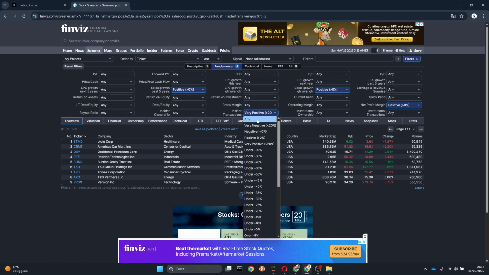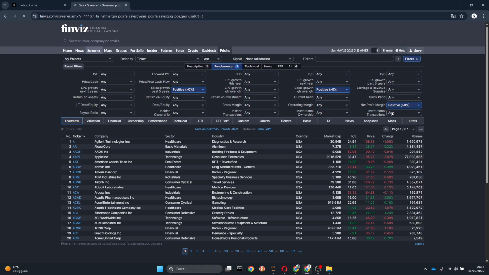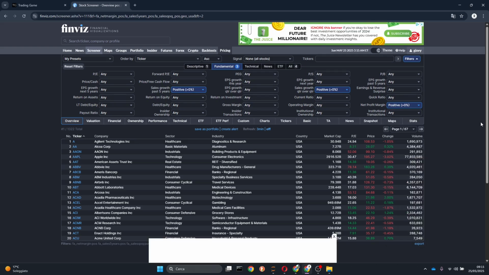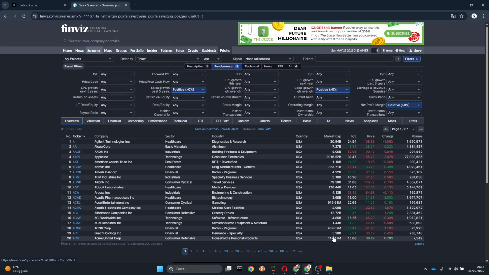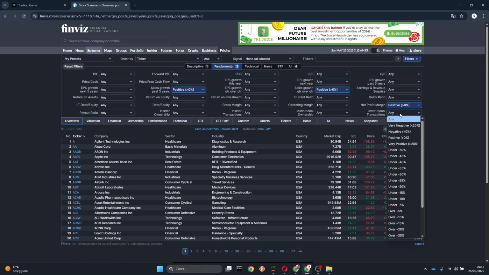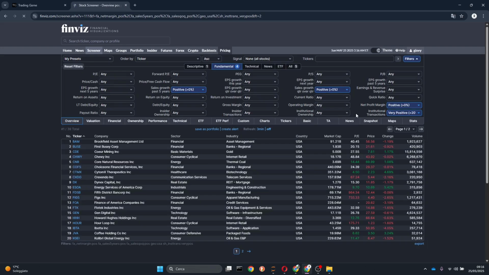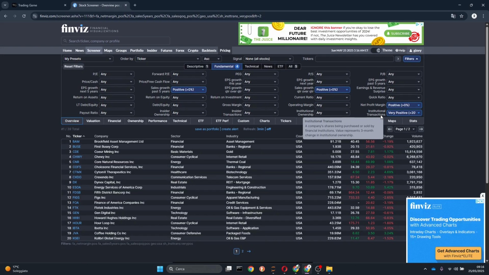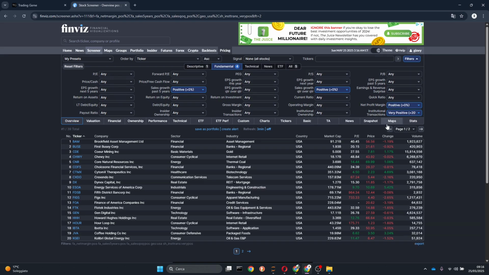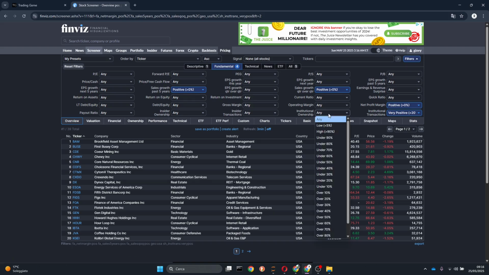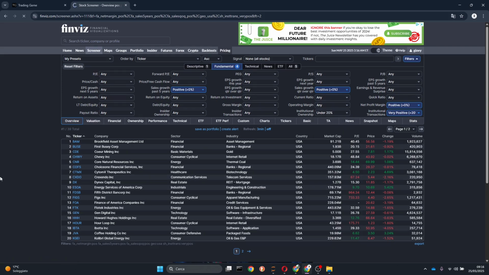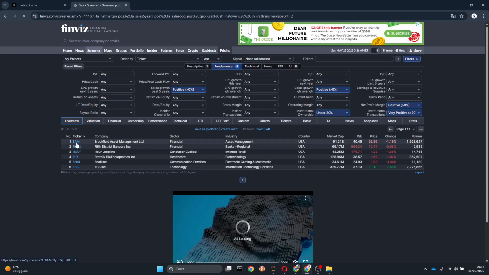So maybe it is better to analyze the institutional transaction, so how fund managements and banks are moving on a particular stock. For example, very positive, over 20%. This is the change in institutional ownership. Under ownership, for example, I want to search companies with an institutional ownership below 20%, just to make an example. Well, you have 6 stocks to analyze.